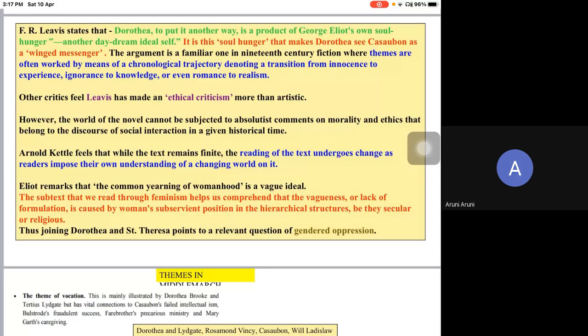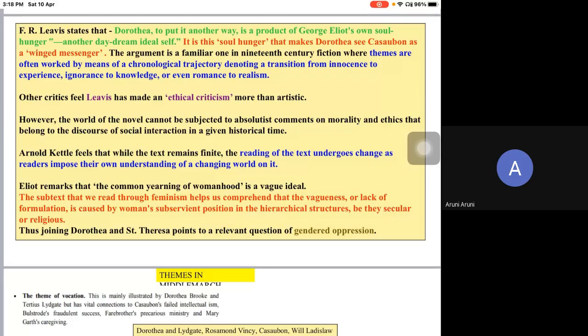view the text. Eliot remarks that the common yearning of womanhood is a vague idea. The subtext that we read through feminism helps us to comprehend that the vagueness or lack of formulation is caused by women's subservient position in the hierarchical structure, be they secular or religious. So there is this common yearning of womanhood that you find expressed in these characters, but it's a vague ideal. There is nothing clear cut in Eliot's book about this ideal of womanhood. Reading it through this subtext rather than what is explicitly written, what is unspokenly written, you understand that this vagueness itself is a result of the woman's subservient position in the hierarchical structures, whether in the secular world or in the religious world.